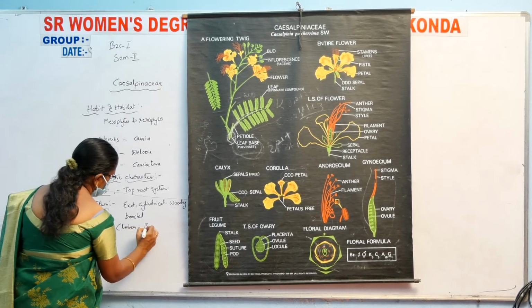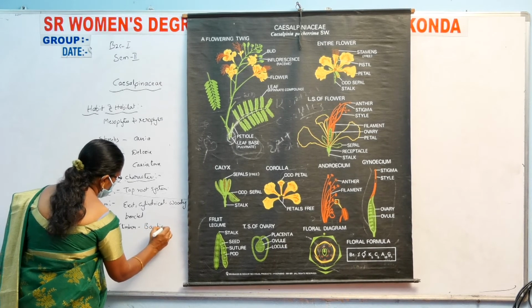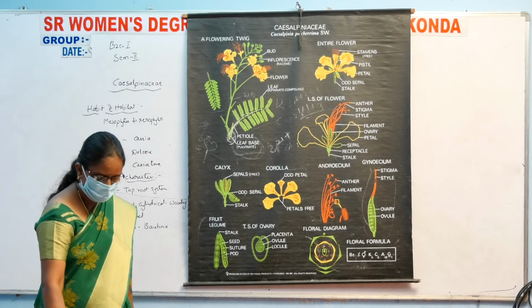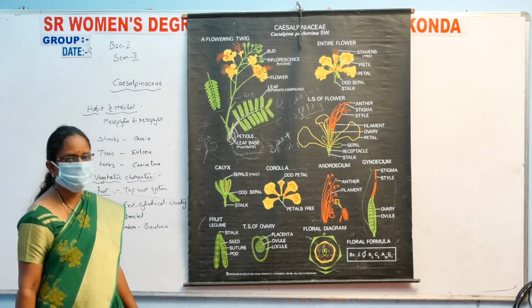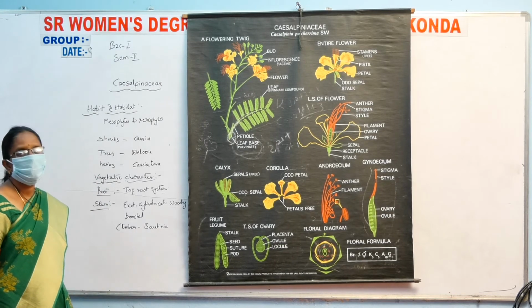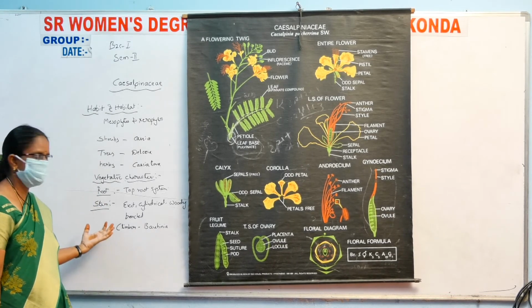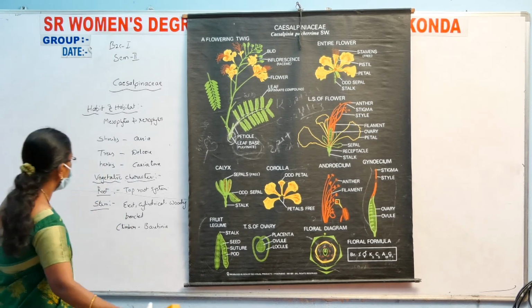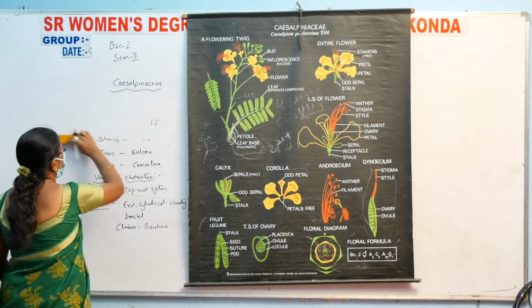Best example is Bauhinia whorley. Bauhinia whorley is a climber, climbing with the help of tendrils. This is also an example of a climber. Vegetative characters are root and stem. And next one is leaf. Next side heading is leaf.